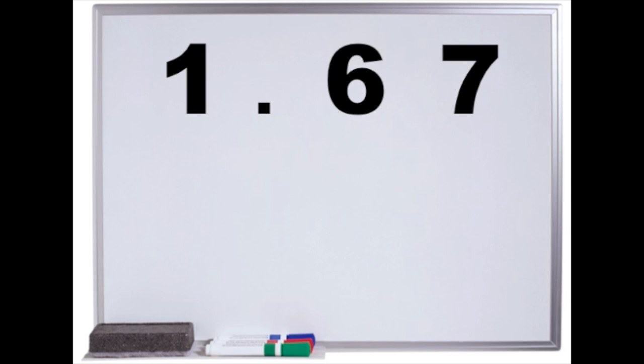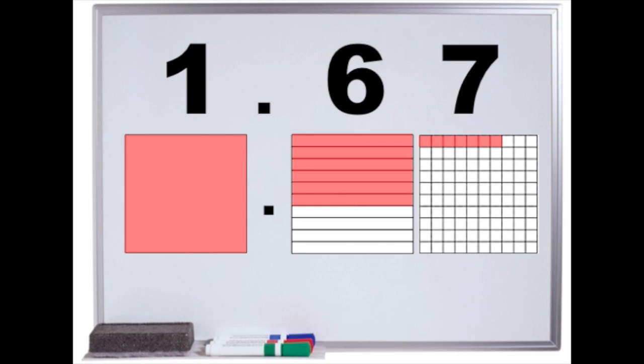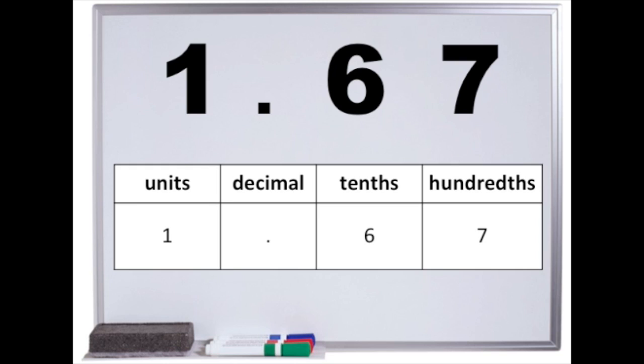By now, you should be familiar with numbers that have up to 2 decimal places. Numbers that have wholes, tenths, and hundredths, like this number here. 1.67 looks like this on our colouring grid. You should also be very familiar with our colouring grids by now. And this is what 1.67 looks like using our place value table.